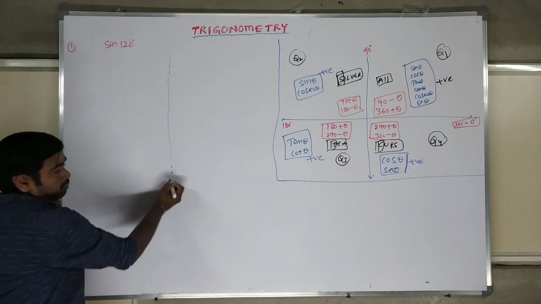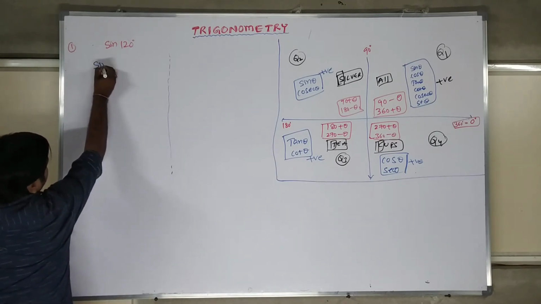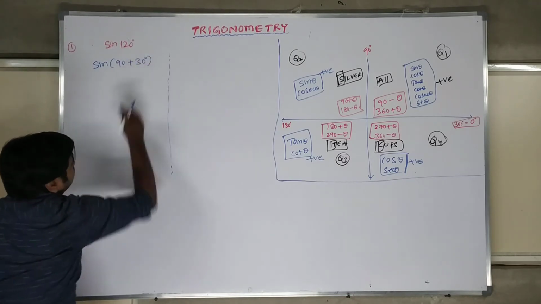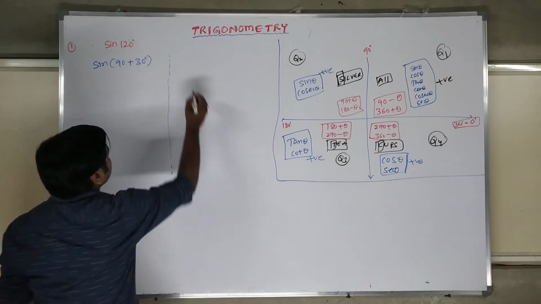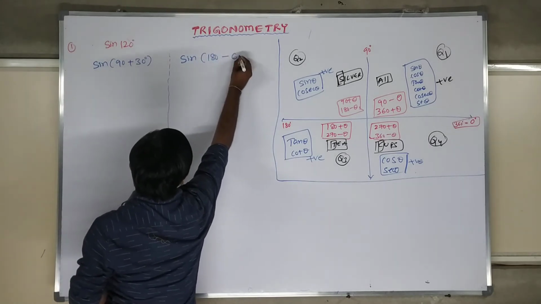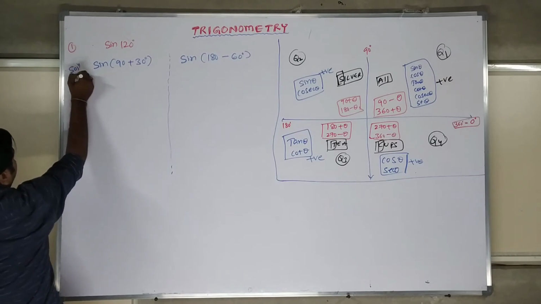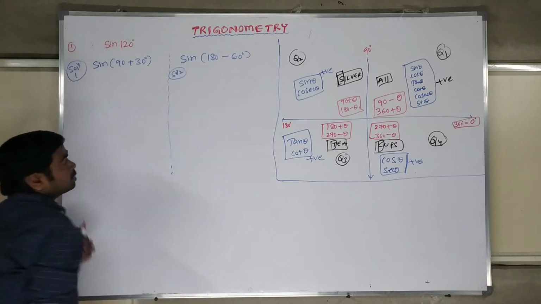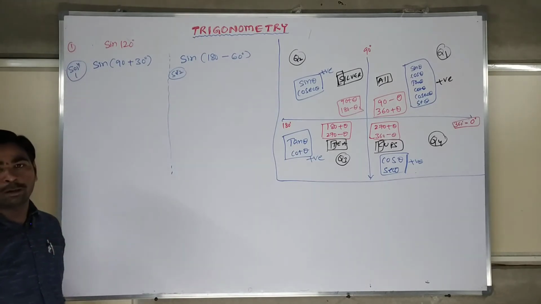Sin 120, you are splitting into 2 parts. So I can write it with known values, sin of 90 plus 30. I can split sin 120 as 90 plus 30, or else I can write one more thing also, sin of 180 minus 60. So this is solution 1, and this is solution 2. Two methods you can do it. Is it clear? First I will explain solution number 1.